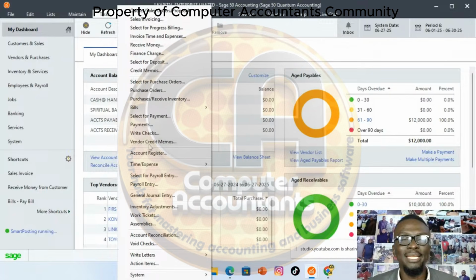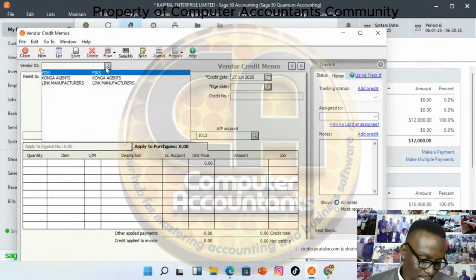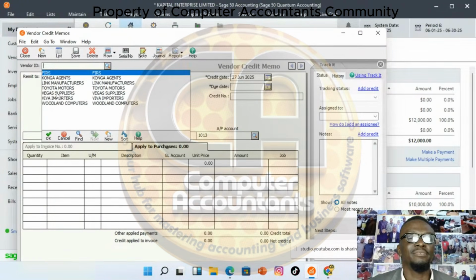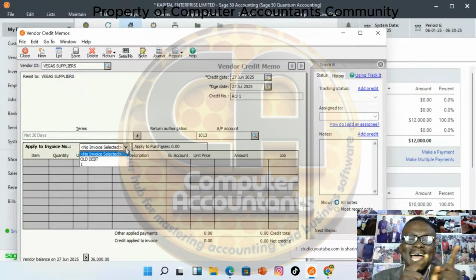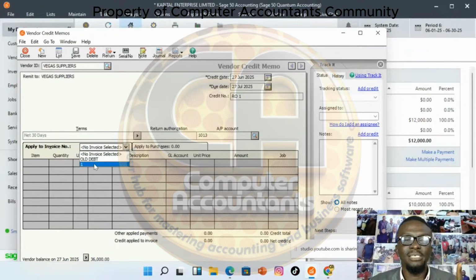So I'll click, then call up the name of Vegas. Yes, where is Vegas? Yeah, this is Vegas here. So I can call it credit memo number. Let me just call it return outward 1, right? Then the system wants to know which invoice it will be applied to. You can see how meticulous these things are. Which invoice are we applying this return outward to? So it was that first invoice given to Vegas, right?